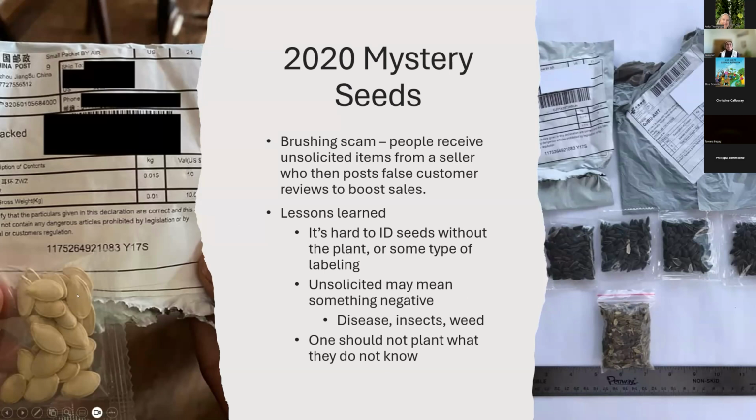We can probably tell from here that this looks like a squash seed. This is the one on the left. The seeds here that are real dark, without seeing and handling them, they look like they might be sunflower seeds, but no one knew for sure. And then the seed that's down here on the bottom on the ruler, I honestly can't see what that one is. It's unclear to me. But we learned lessons from this, that unsolicited can mean something negative.